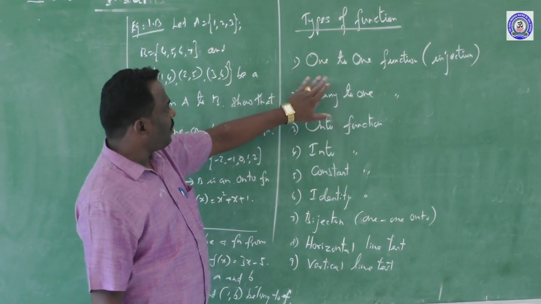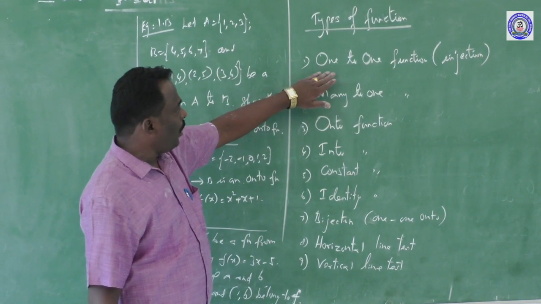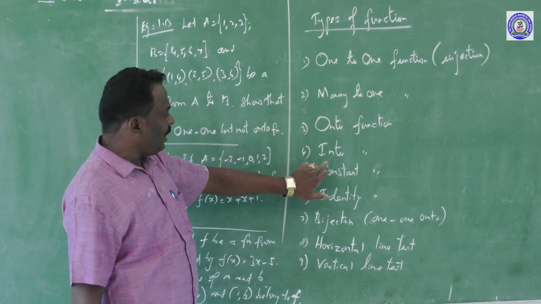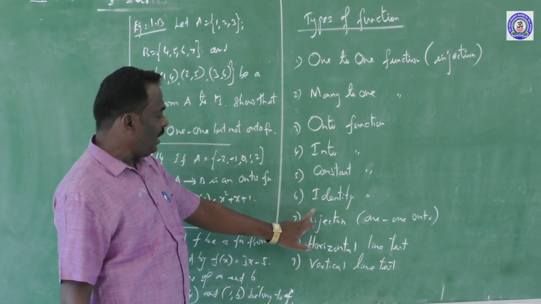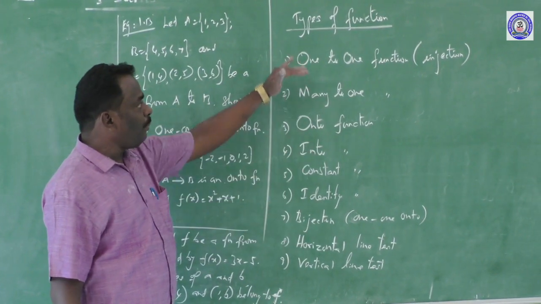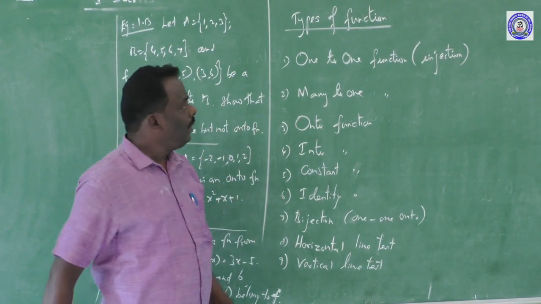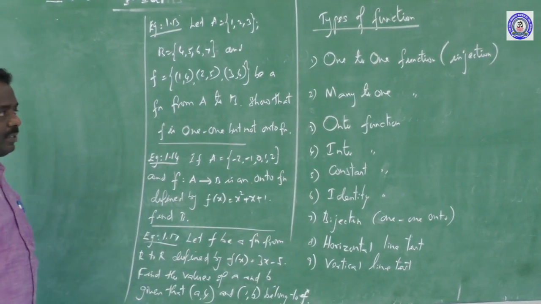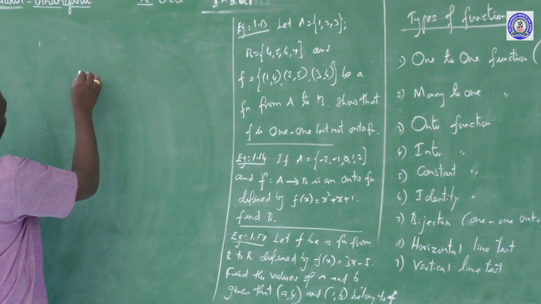Now, what are the types of functions? Here they are: one-to-one function, many-to-one function, onto function, into function, constant function, identity function, and bijective function. These are called the types of functions. Now let us see them one by one. First is the one-to-one function. What is the meaning of a one-to-one function?